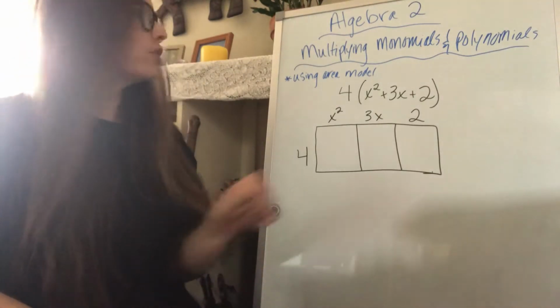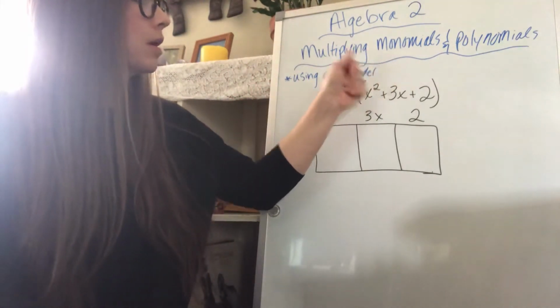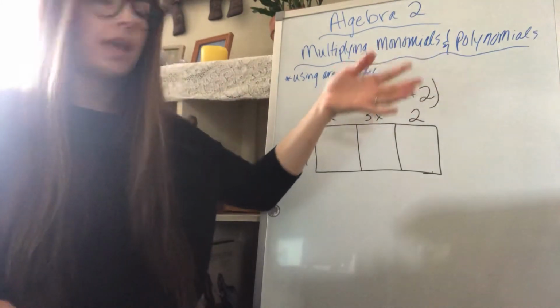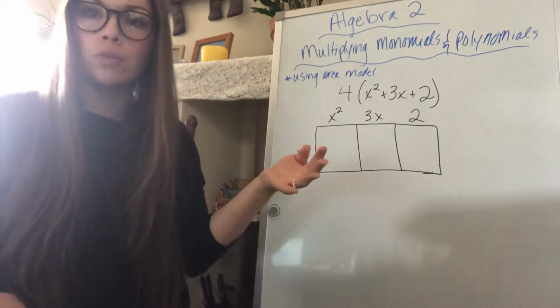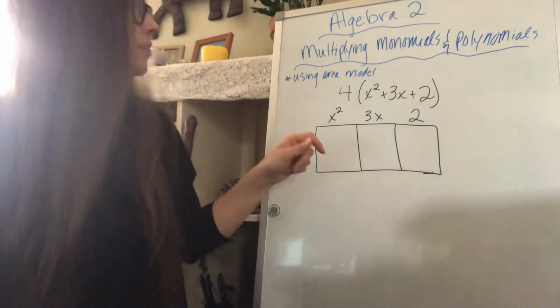We are multiplying polynomials and monomials today, okay? So let's start by first remembering what monomials and polynomials mean. One term, many terms, okay? So a monomial is also a polynomial. It's just a sub-description, okay?